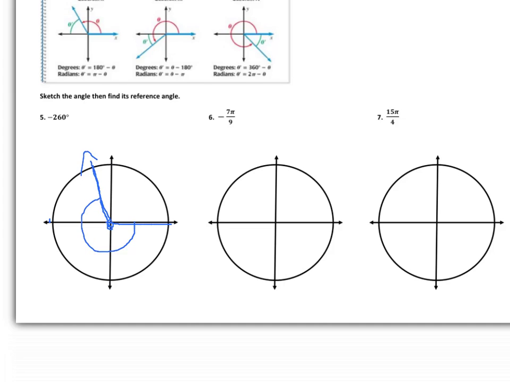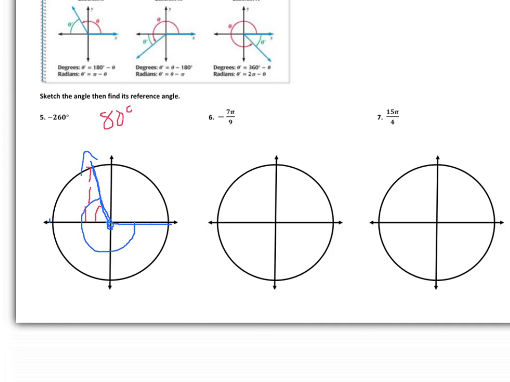Find its reference angle. So it wants to know, what is that angle? Well, there's 90 degrees in there. I'm 10 short, so it's 80 degrees. That's what you need to find, because you do 260 minus 180, and you get 80, okay?